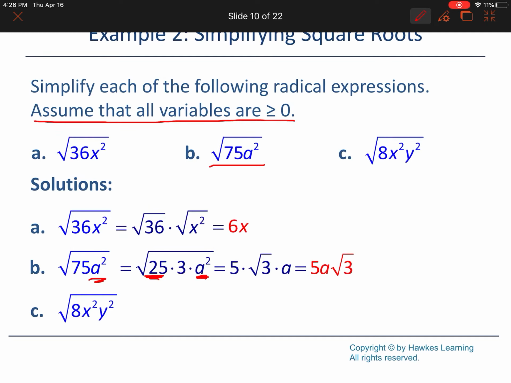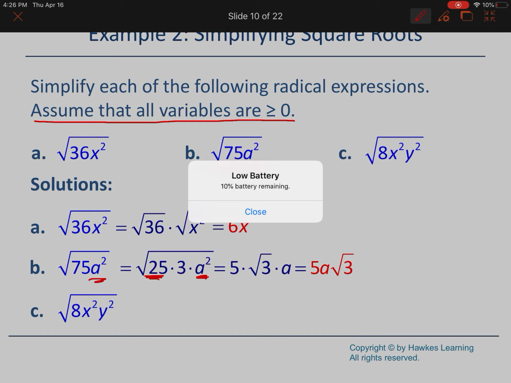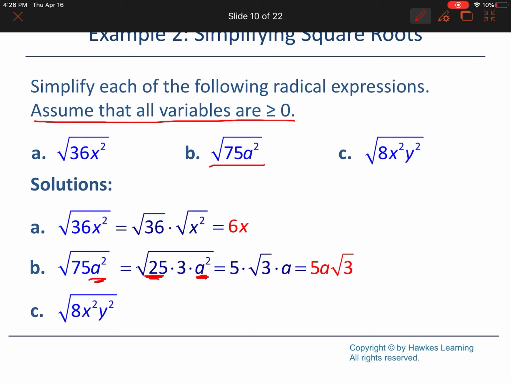Okay, so pause the video and see if you can do this one by yourself, while I plug in my iPad.